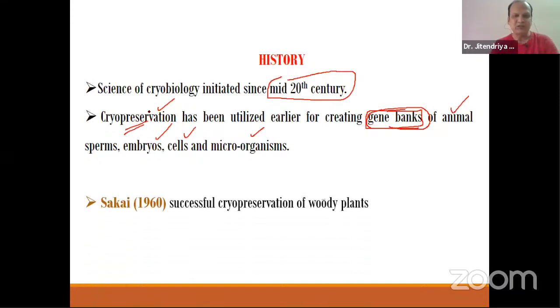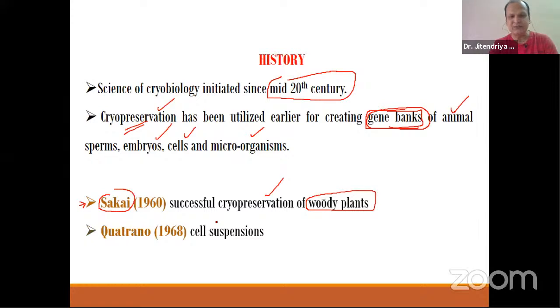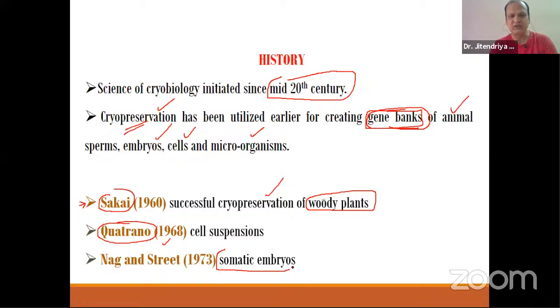There are three different examples I have quoted here. First, Sakai in 1960 preserved certain woody plants in cryopreserved condition. Secondly, cell suspension was preserved by the cryopreservation technique by Quatrano in 1968. And thirdly, Nag and Street preserved somatic embryos in cryopreserved condition. These are the prominent examples which you should remember.